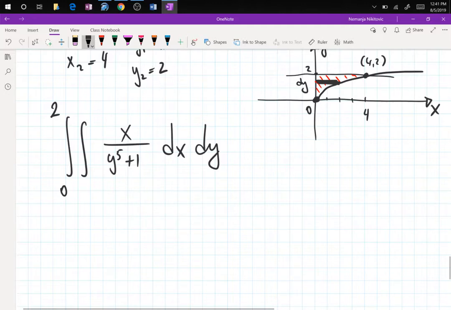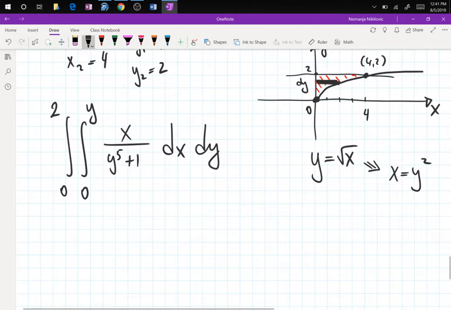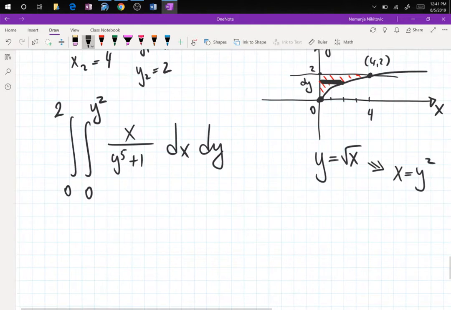The left-hand side is always touching dy, so that's a 0. And the right-hand side is touching what function? It's touching the function y equals root x. But I can't have it as y equals. I need it as x equals function of y, which means you need to flip this. When you square both sides, you get x equals y squared. So this one becomes a y squared. You have to flip the function.